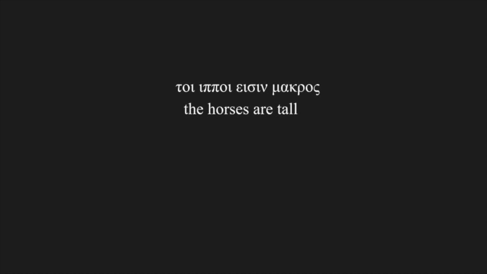So the verb that goes in the sentence is eimi, which is the verb to be, and it is third person plural. So the form is asin. So the whole sentence reads toi, hippoi, asin, makros, and it translates to the horses are tall.